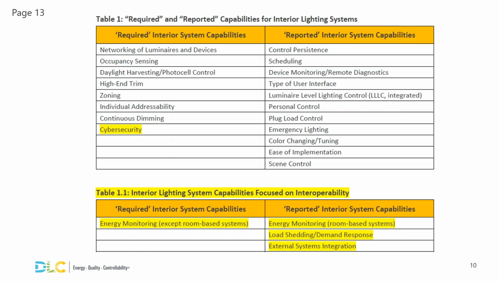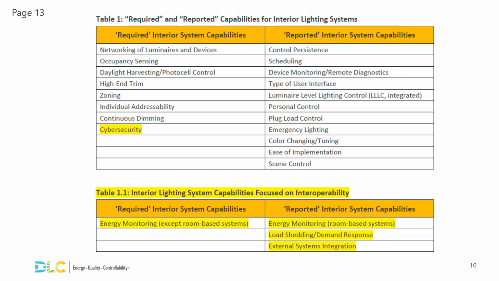Tables 1 and 1.1 in the document on page 13 have a list of capabilities that are required or reported for interior lighting. On the left, these 9 capabilities are required for all qualified products. The cybersecurity topic on the left is highlighted because it is moved this year from reported on the right to required on the left. Note that there may be a difference between what a system is capable of and what is actually installed on each project.